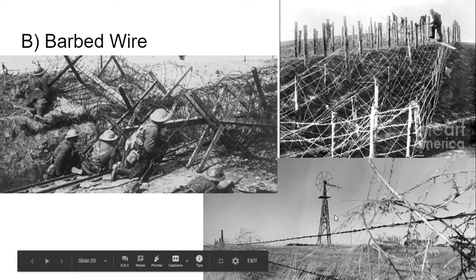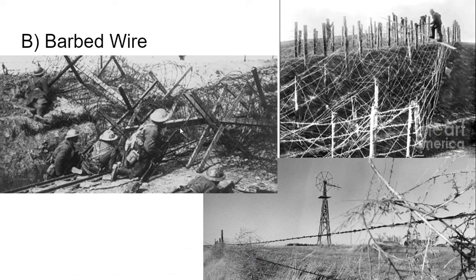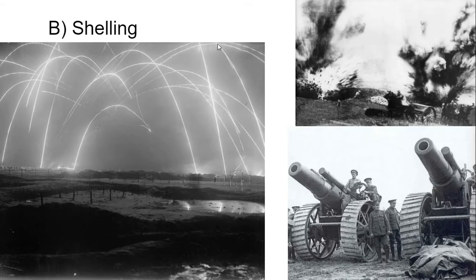Barbed wire, of course, was originally invented to keep cattle in the American West, but it becomes an incredibly important fortification in World War I because it slows down armies, because either you have to crawl through it or cut it, and makes them easy targets for riflemen, machine guns, and then, of course, the artillery shells. So barbed wire leads to shelling being increasingly effective.